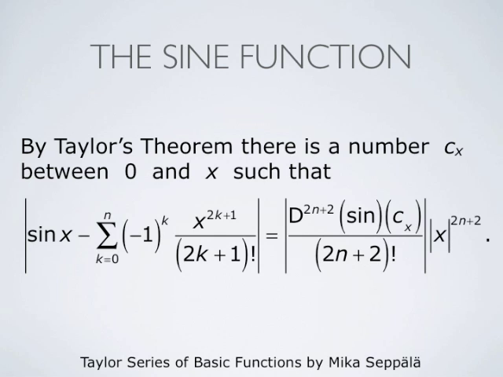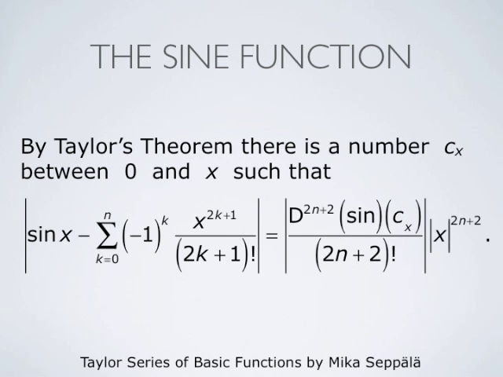We will use Taylor's theorem to estimate the difference between the value of the sine function at x and that of its Taylor polynomial of degree 2n+1 at x. We consider Taylor polynomials at the origin. This difference is sine of x minus summation k from 0 to n of negative 1 to the power k, x to the power 2k+1 divided by (2k+1)!.